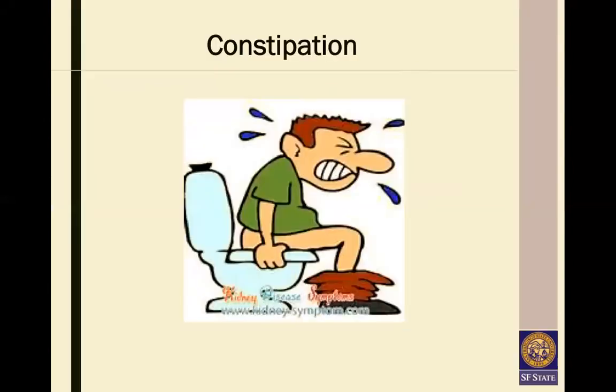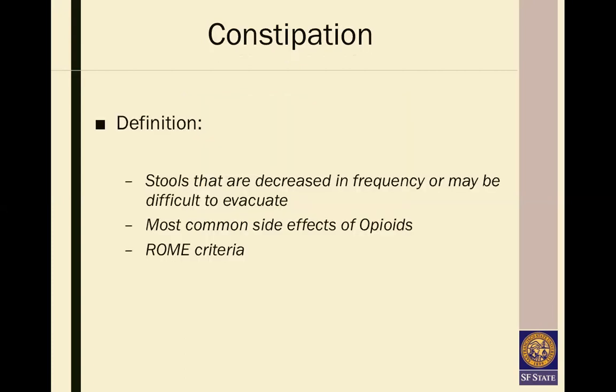All right. So let's talk about constipation. It's a great topic to start on because it's something that we see quite frequently in many patients, especially patients who are on different types of drugs that can affect our GI system. Constipation is when stools are decreased in frequency or may be difficult to evacuate. The most common side effects with constipation are because of opioids, and then we'll go over the Rome criteria.